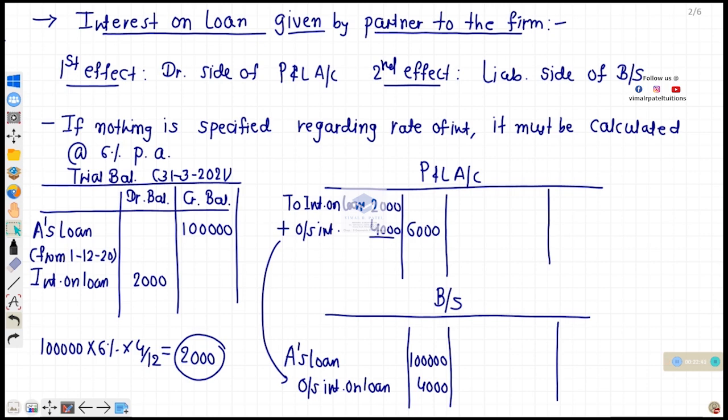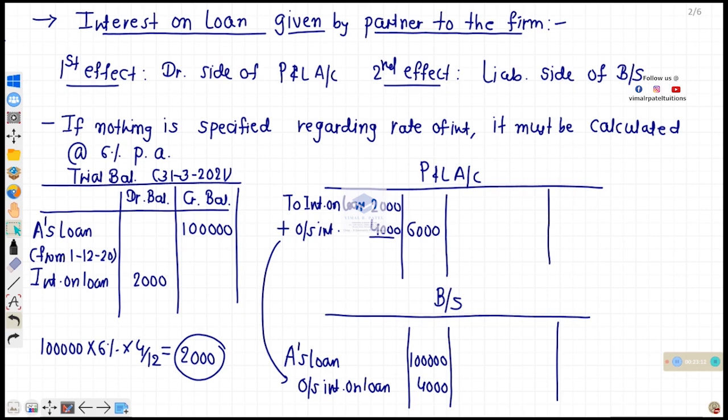Then if it is said that goods worth rupees 10,000 were distributed as free samples, it will have two effects. From purchase you will subtract goods distributed as free sample 10,000. Second effect, on the debit side of P&L account it will be added to advertisement expense. And if no advertisement expense is given, it will be shown as advertisement expense 10,000.